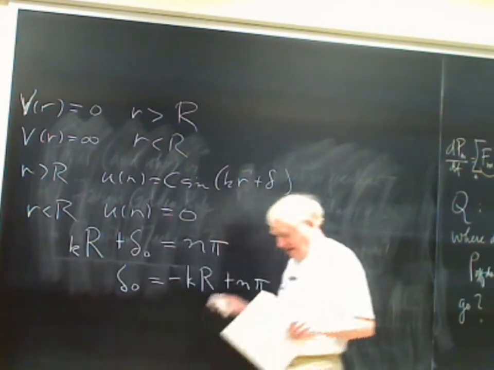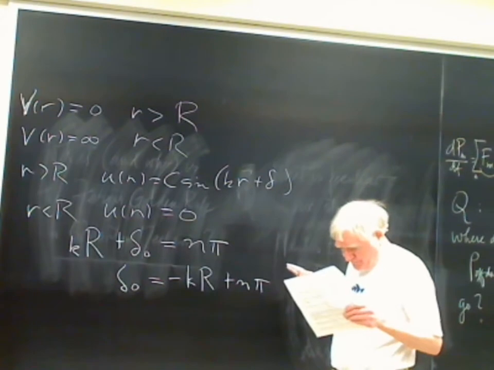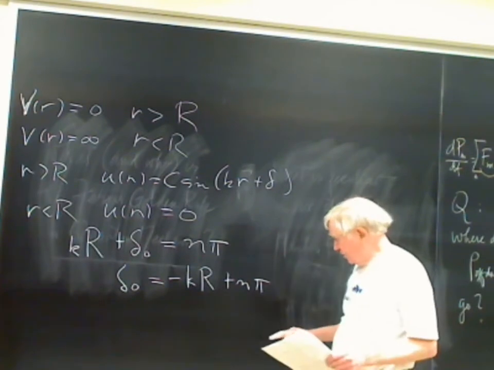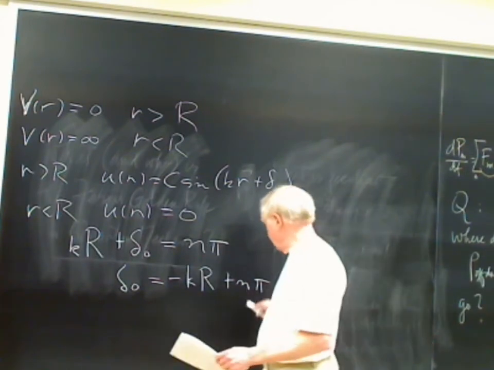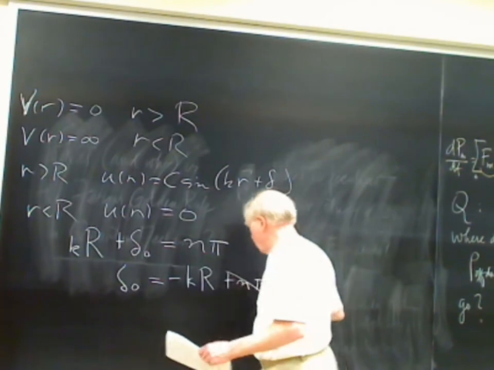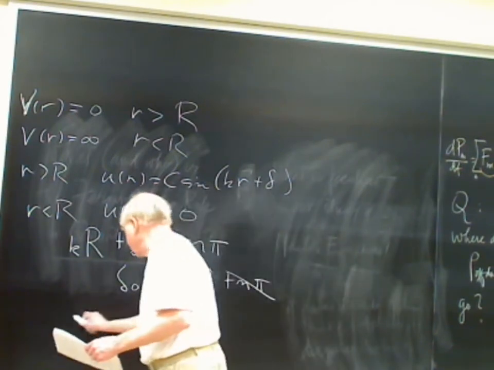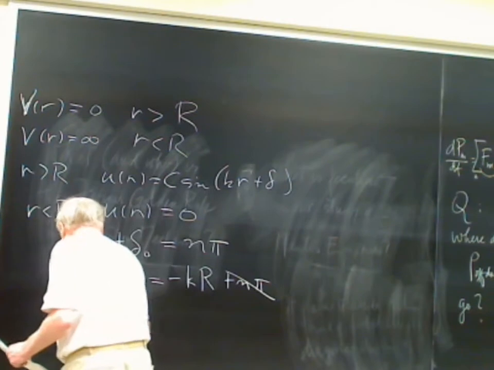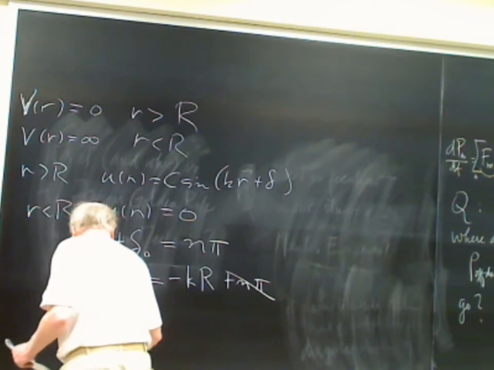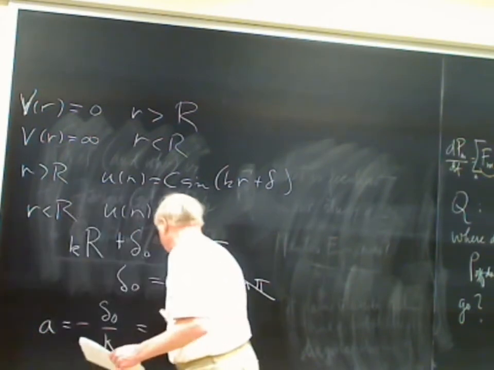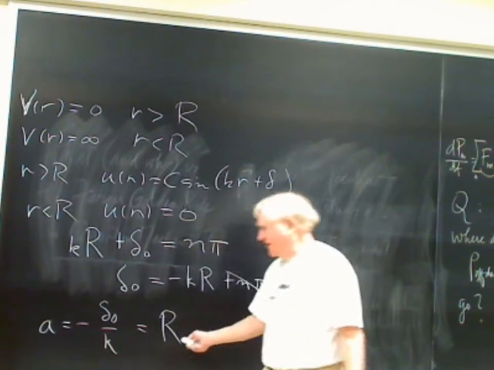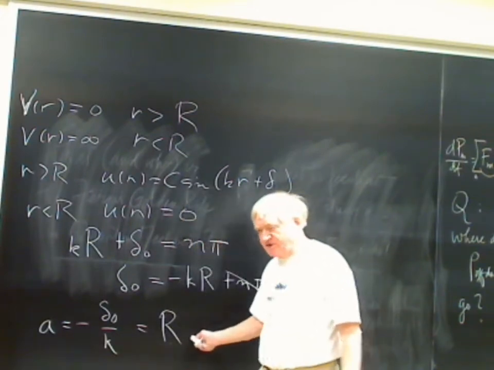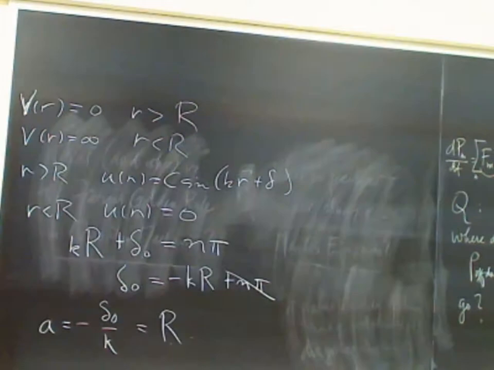And if we're looking at sufficiently small k, then n is equal to 0, and the scattering length A, which is minus delta 0 over k, is simply r. So that's the scattering length for a hard sphere. It's just the radius of the sphere, and that's why in the scattering length there was a minus sign here. That's the reason for the convention that there's a minus sign here.